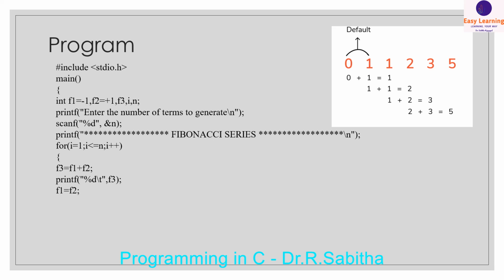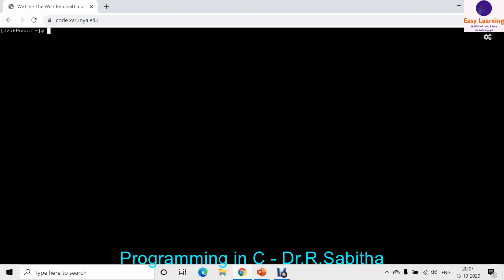Hence I am interchanging the values. f2 is already 1, so that is shifted to f1, and f3 contains the value 0, so I shift it to f2. This process is repeated. When we move one step in the series, your f1 and f2 values will also change accordingly. So when this is repeated n number of times, you will get your Fibonacci series generated. I hope you have understood the logic behind creating the Fibonacci series. Let me run the program and show you how it happens.